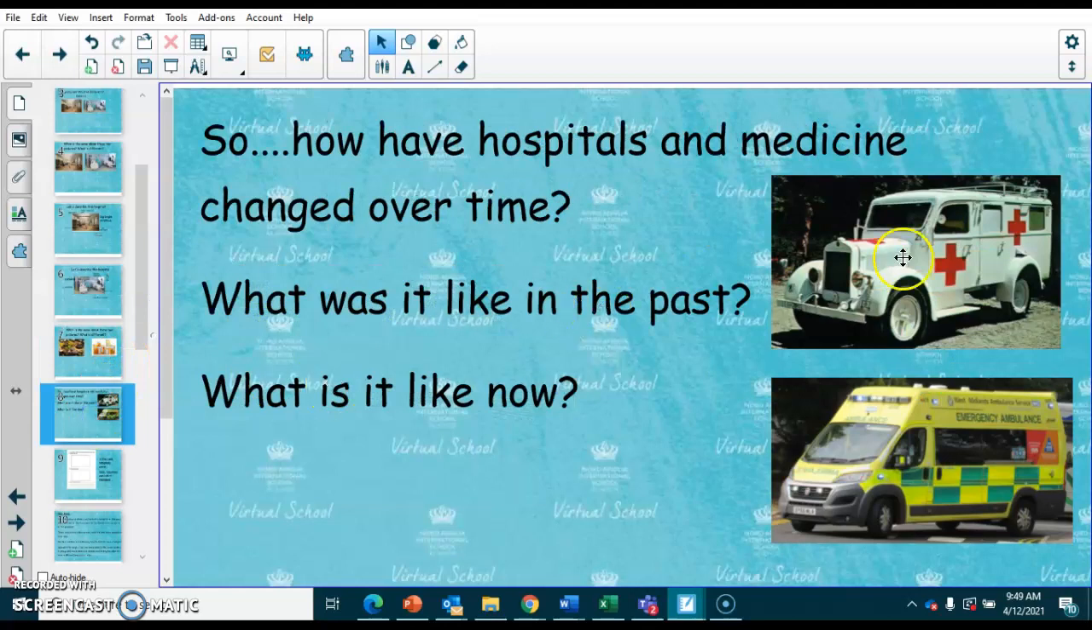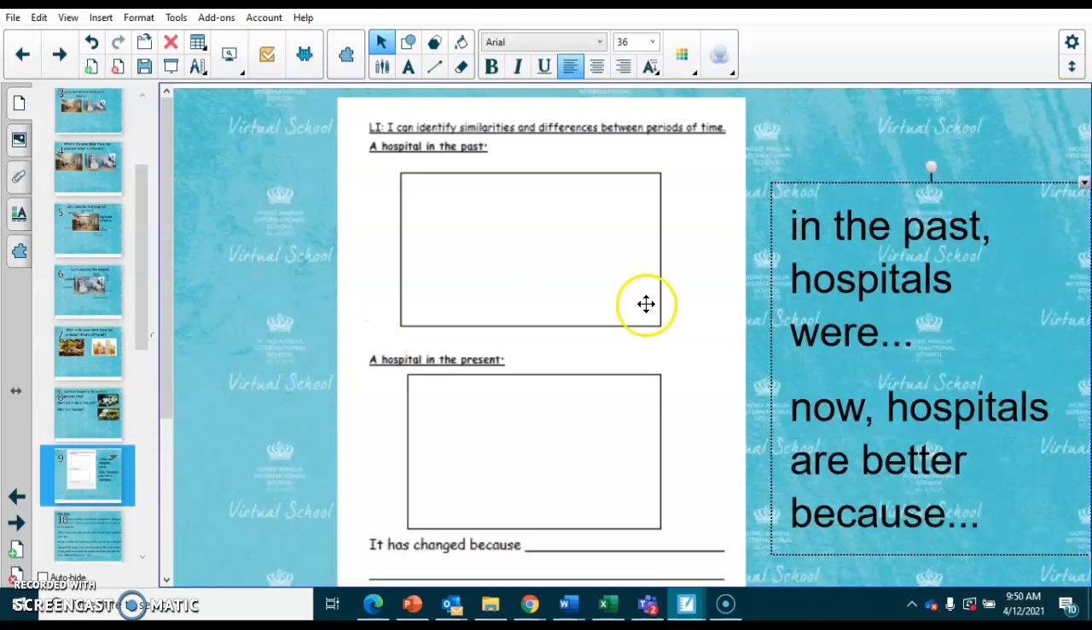And we also briefly looked at how even transport has changed. Looking at this ambulance from today, it looks far more advanced. And actually, if you look into an ambulance, there is so much technology there, whereas this is a very basic ambulance. So basically, your task was to identify the similarities and differences between periods of time.